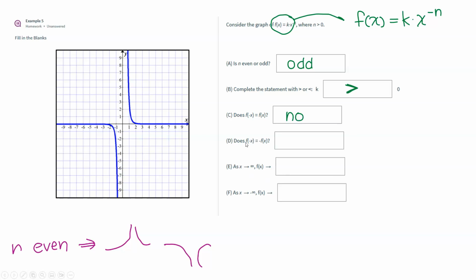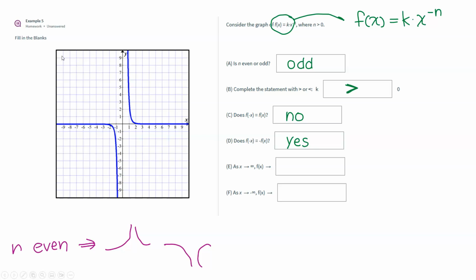Now this one here says, okay, does f of negative x equal negative f of x? That means that if you change the sign of an x coordinate, will it change the sign of the y coordinate? So here, this has 1, 2. This one at negative 1, it's at negative 2. So that did change. So changing the sign of the x coordinate changed the sign of the y coordinate as well. So this is yes.